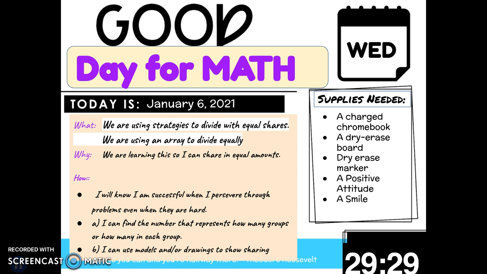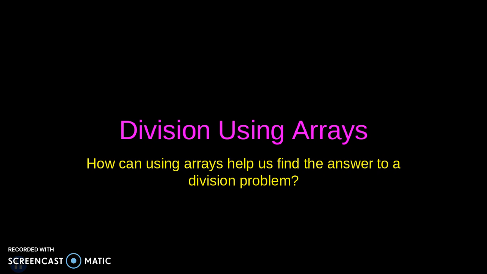You're going to know you're successful when you can persevere through the problem even when it's hard. I can find the number that represents how many groups or how many in each group. So you might be asked that question, where you have to find out how many groups there are or how many in each group. And you can use models and or drawings to show sharing. So today we're going to be using the model of an array to help us with sharing.